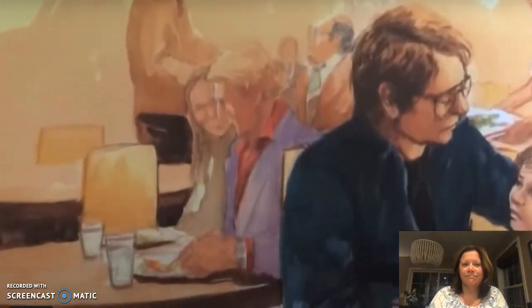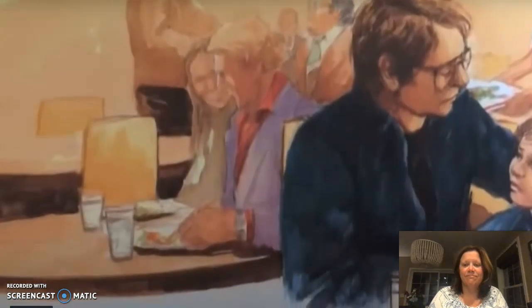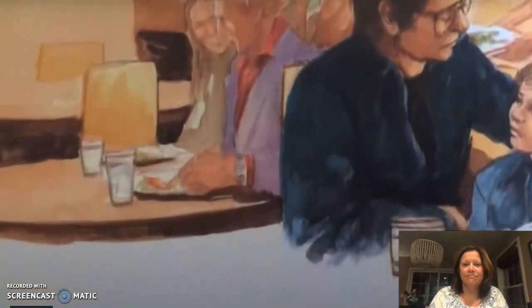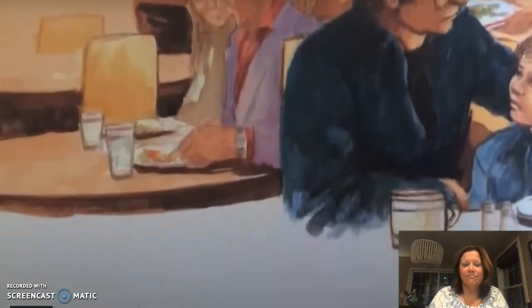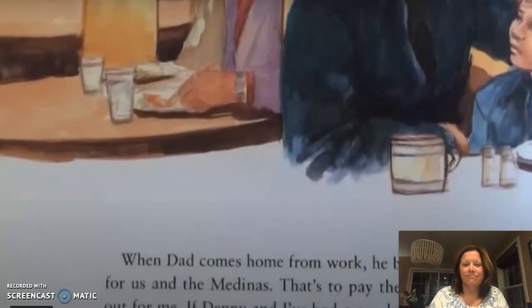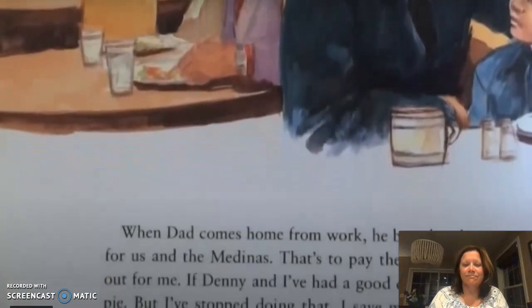When Dad comes home from work, he buys hamburgers for us and the Medinas. That's to pay them for watching out for me. If Denny and I have had a good day, we treat for pie. But I've stopped doing that. I save my money in my shoe.